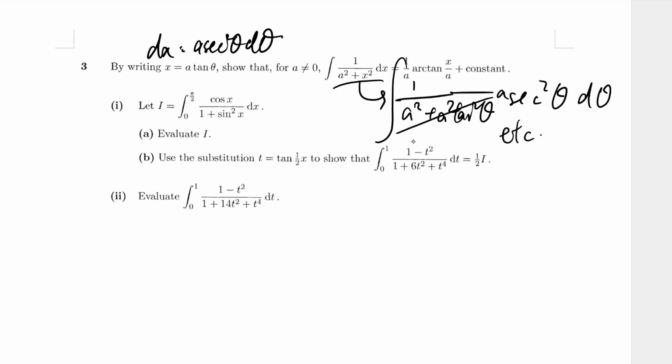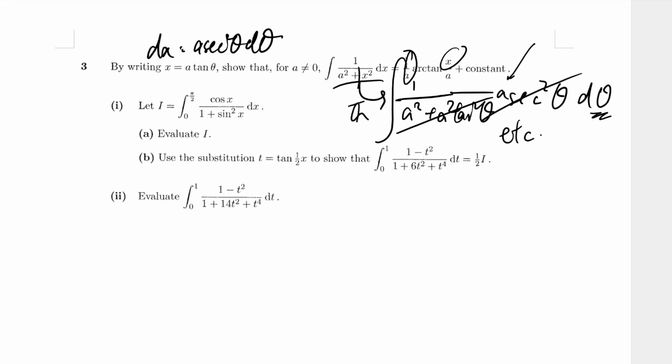This tan squared plus 1 becomes sec squared, which cancels with that. Well, you need to compensate here, so you need to pull 1 over a out. That's where the 1 over a here comes from. If you're doing a STEP exam, you know how to do these things. And obviously, after you integrate in terms of theta, you need to sub back in for x, because the integral was in terms of x. Okay, cool. What next then?